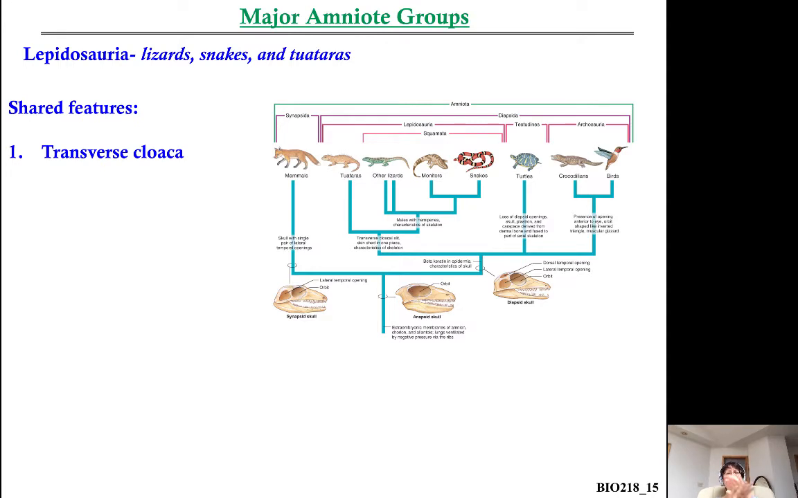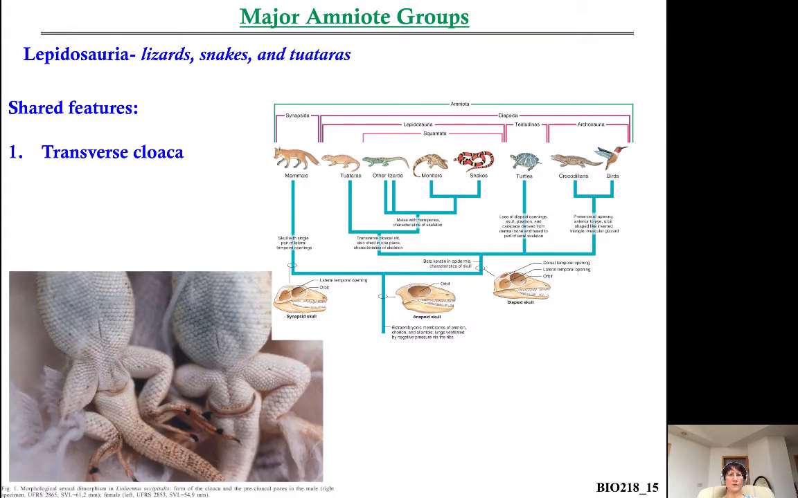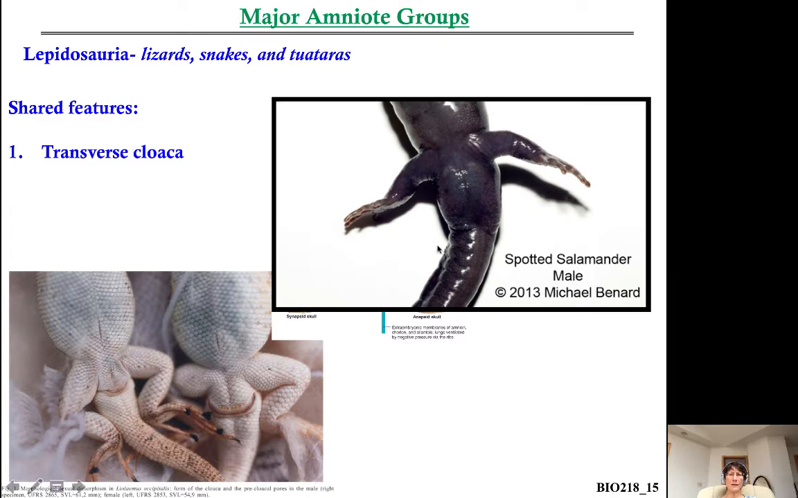So what do all lizards, snakes and tuataras have in common? Just a few characters. One is, if you look at the arrangement of the opening of their cloaca, it's transverse. So it's sort of side to side. So here's some lizards, and you can see they have a transverse cloacal opening. It almost looks like it's smiling. This is in contrast to what you have with, say, amphibians, where the cloaca is sagittally oriented, not transverse. So the opening is right here.